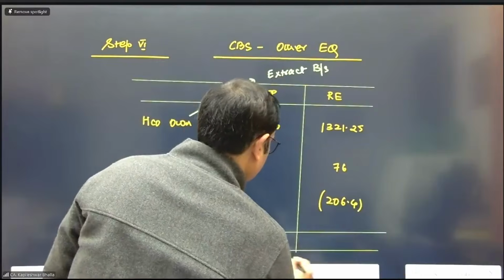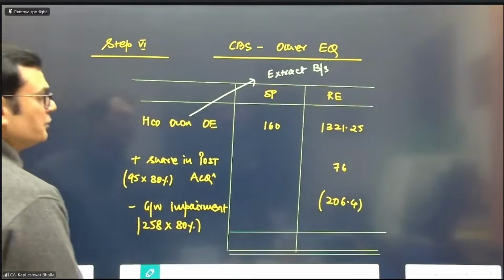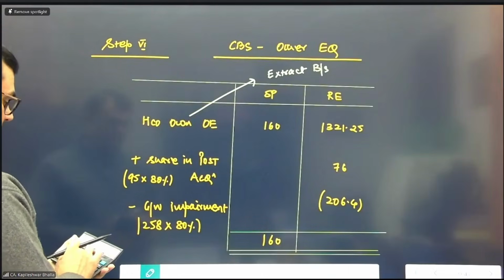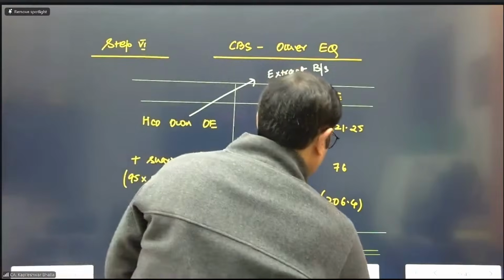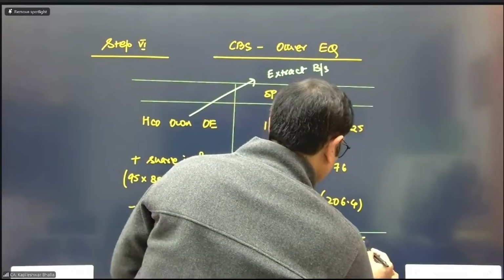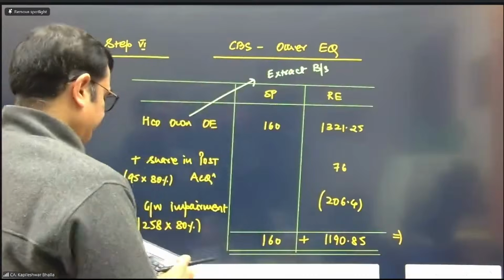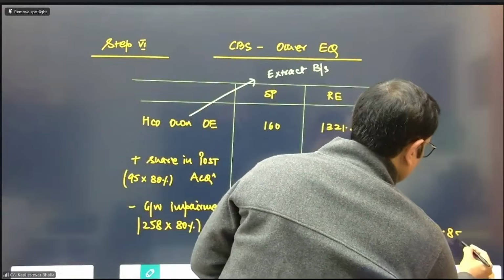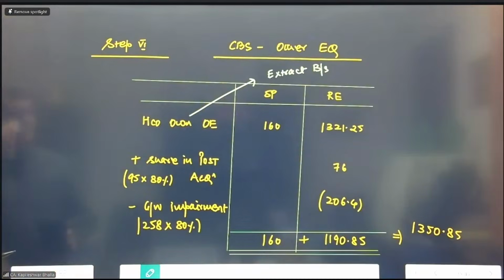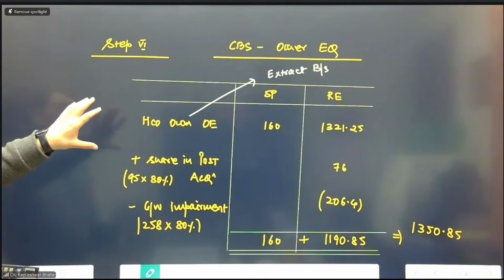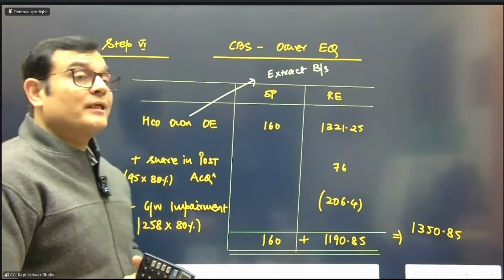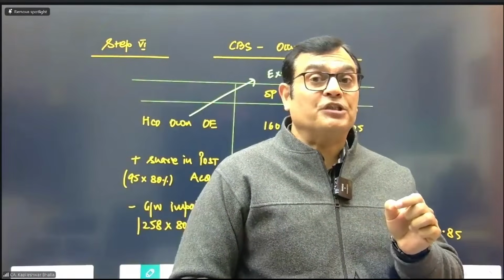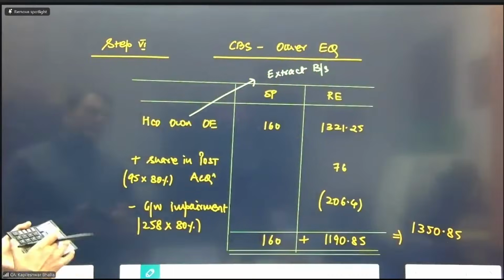So this will give us the other equity for the consolidated balance sheet. This is 160, this is 1190.85. Let's add this up for the balance sheet: 1350.85. That is the other equity in the consolidated balance sheet. If you notice, step number 6 is more like making a SOCIE, because this is column information making a statement of changes in equity technically. Okay, so this is done.